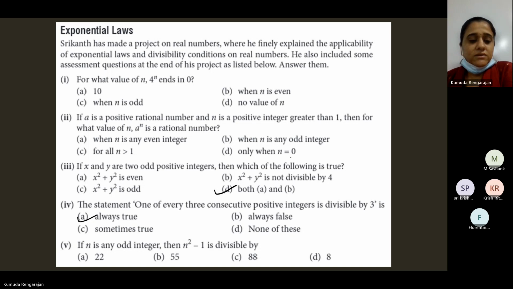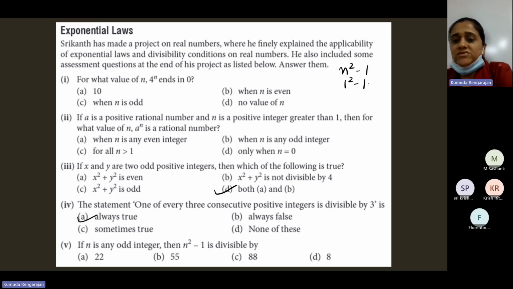The last one: if n is any odd integer, then n square minus 1 is divisible by 8. n is odd. Okay, n square minus 1. So let's take n as 1. n is odd, so you cannot take 2. So 1 square minus 1 is 0, and 0 is divisible by 8. 0 by 8 is 0. Then n square minus 1, say 3 square minus 1. 9 minus 1, 8. 8 is divisible by 8.